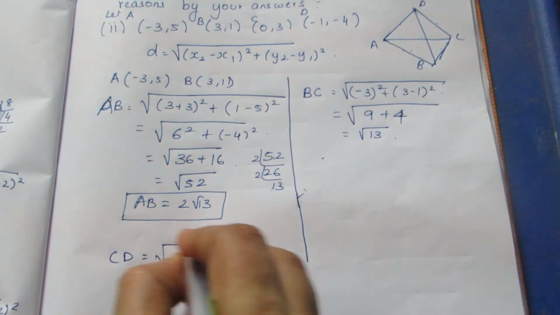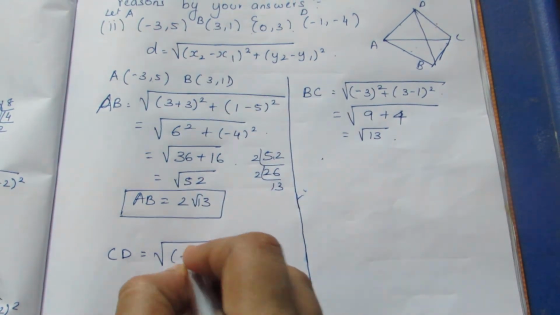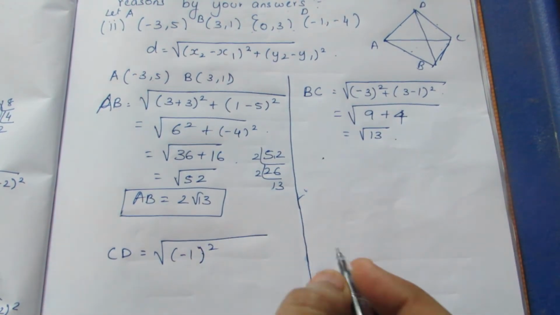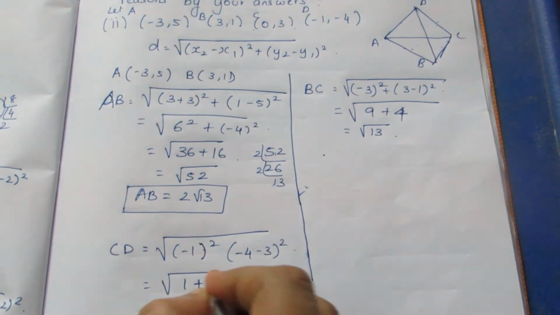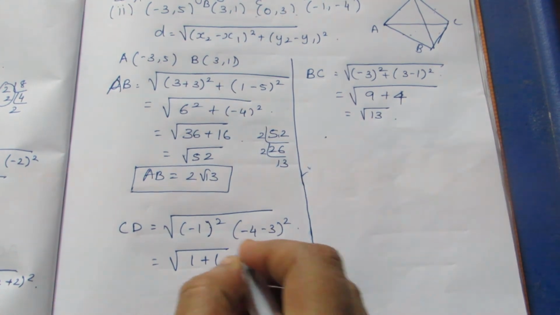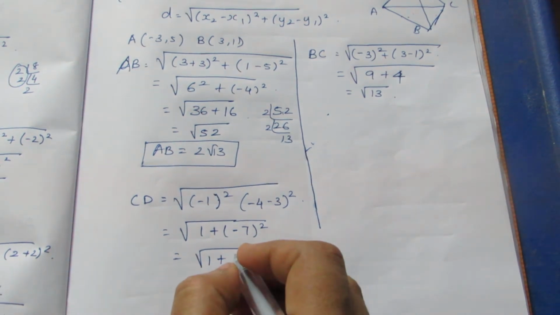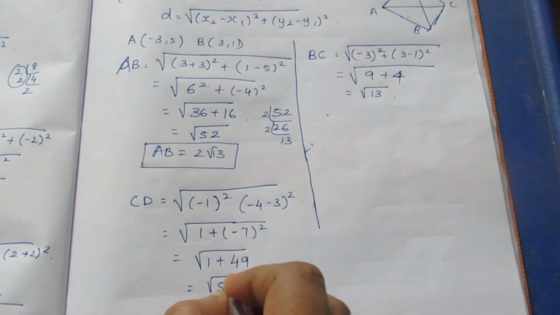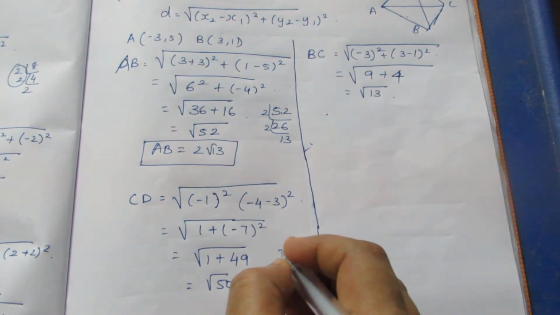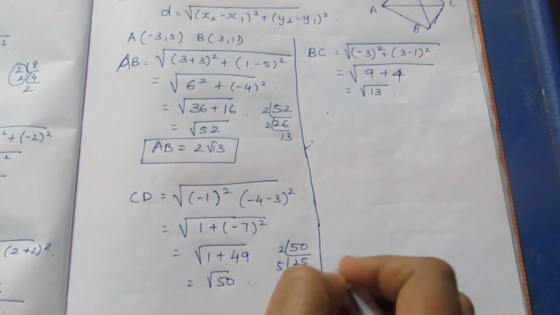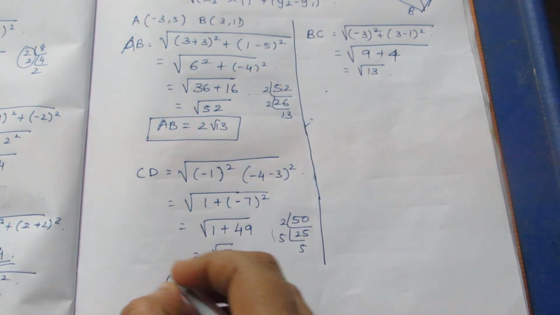We'll move on to CD. Now we'll find the distance of CD. So minus 1 minus 0 the whole square will become minus 1, and minus 4 minus 3 the whole square. Here it becomes root of 1 plus minus 7 square. 1 plus 49, so root 50. Root 50 we can take as 2 fives, 5 fives are 25. So we can take one 5 outside. So 5 root 2 for CD.